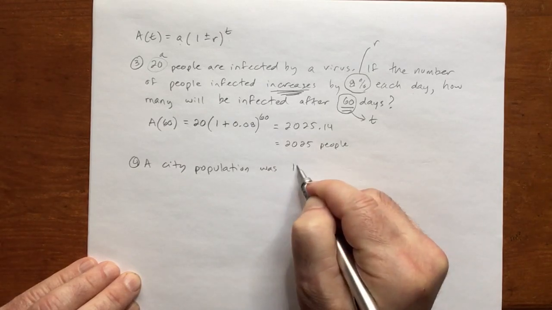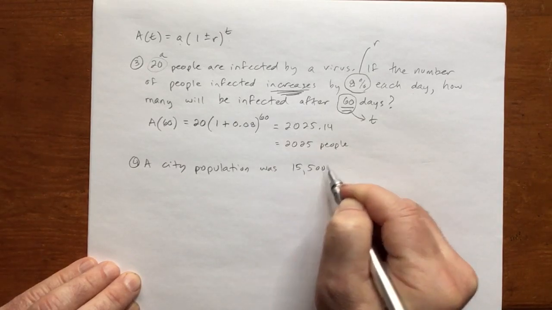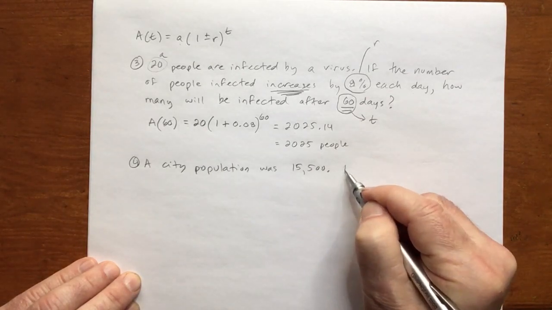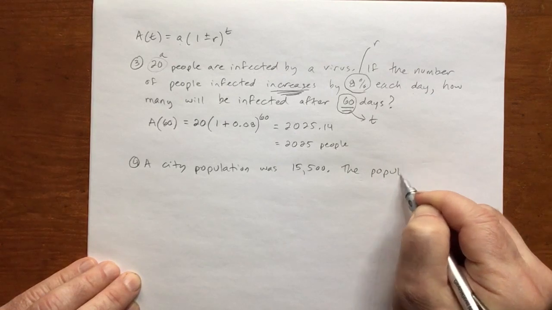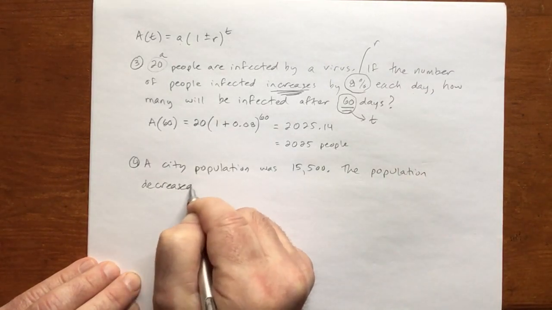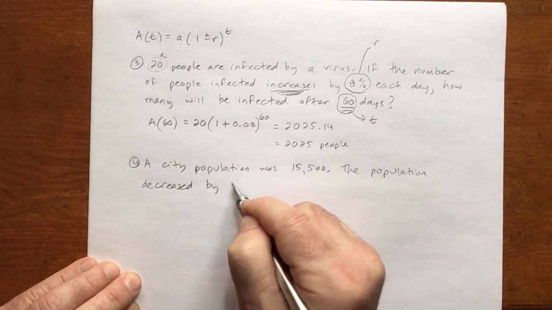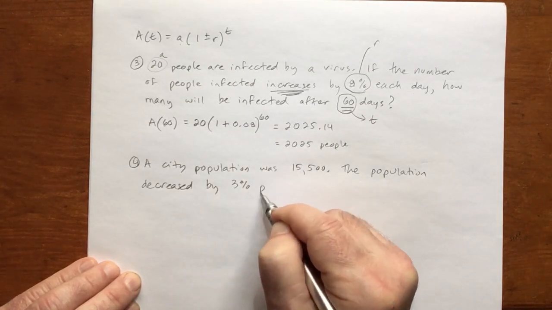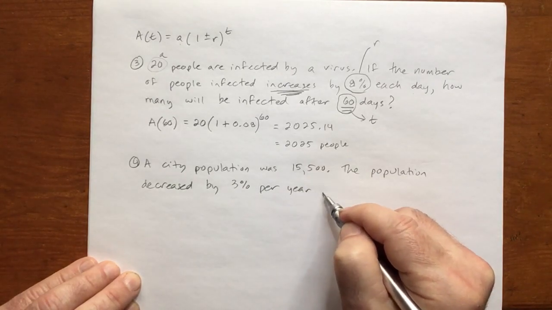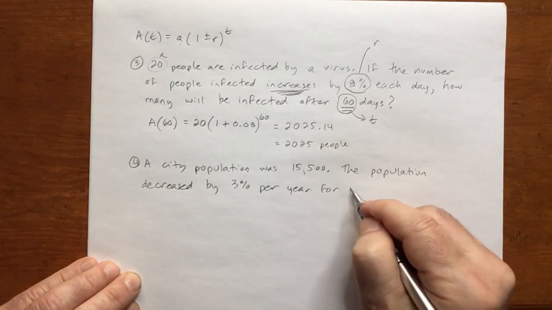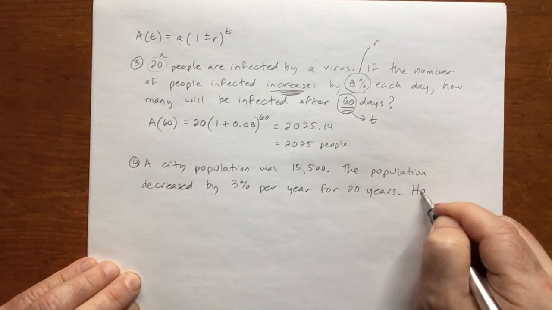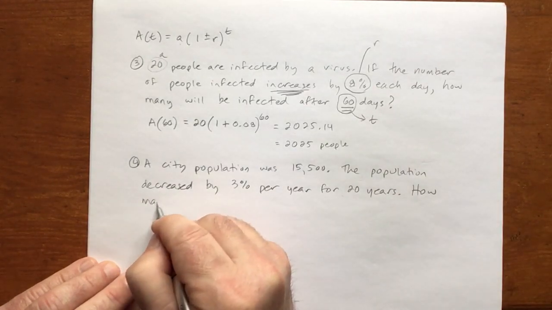A city population was 15,500. The population decreased by 3% per year for 20 years. How many people are left?